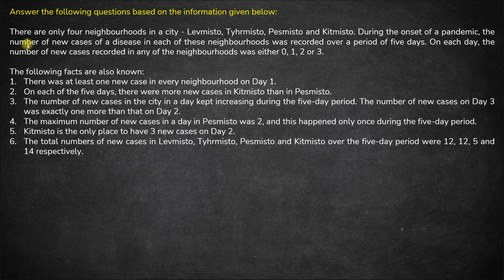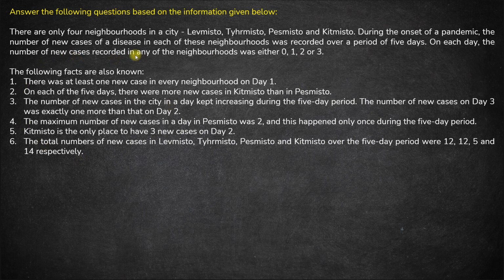Hi. In this set, we have that there are only 4 neighborhoods in a city, L, T, P, and K. And during the onset of a pandemic, the number of new cases of a disease in each of these neighborhoods was recorded over a period of 5 days. On each day, the number of new cases recorded in any of the neighborhoods was either 0, 1, 2, or 3. So the number of cases will be either 0 or 1 or 2 or 3 and no other number apart from these 4 numbers.